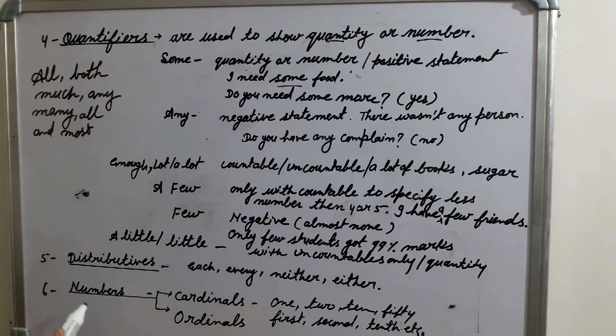The sixth and last is numbers. There are two types of number, cardinals and ordinals. Cardinals are 1, 2, 10, 50, 90, etc. And ordinals are first, second, 10th, etc. Now, I hope you will understand the use and types of determiners very well.